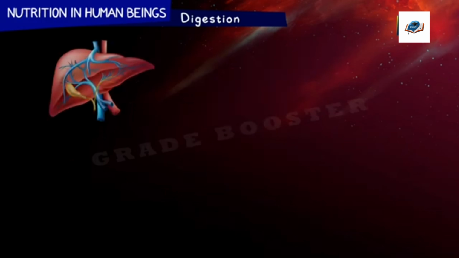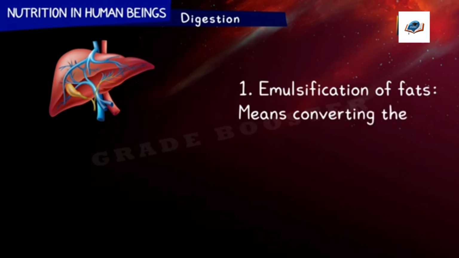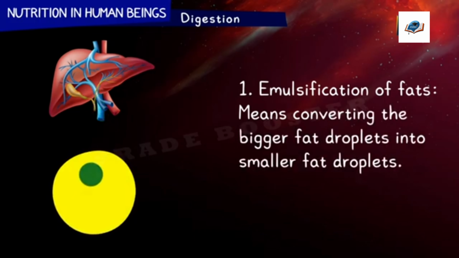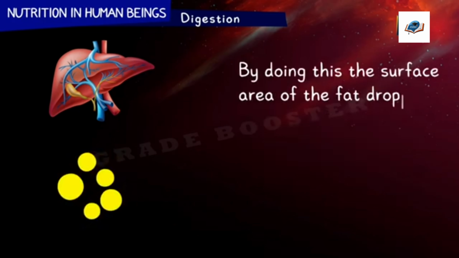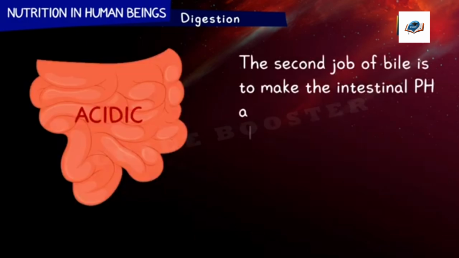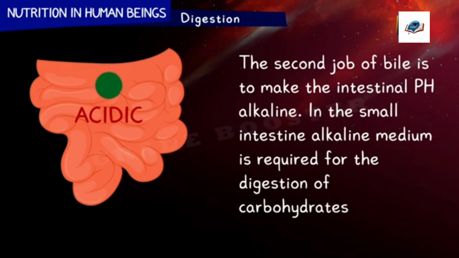The bile juice that comes from the liver does two important jobs. 1. Emulsification of fats, which means converting the bigger fat droplets into smaller fat droplets. By doing this, the surface area of the fat droplets increases. Due to the increased surface area, enzymes can digest these fat droplets more efficiently. The second job of bile is to make the intestinal pH alkaline. In the small intestine, alkaline medium is required for the digestion of carbohydrates.